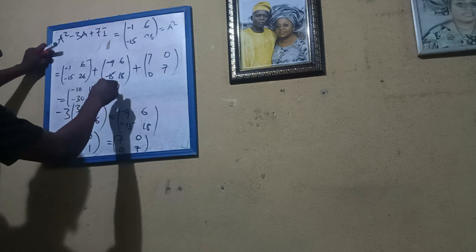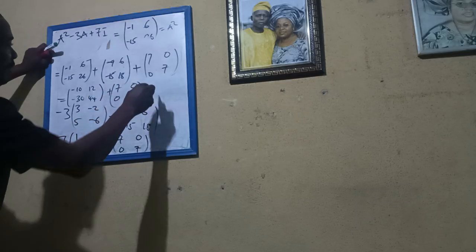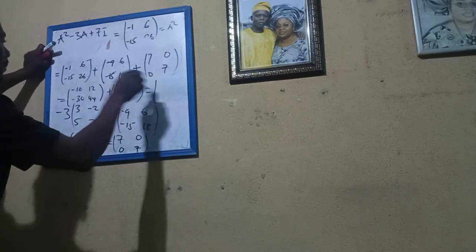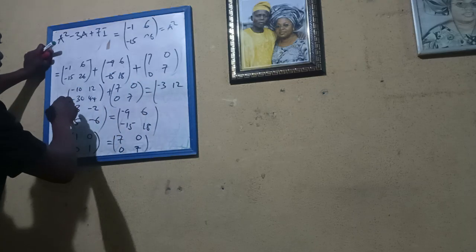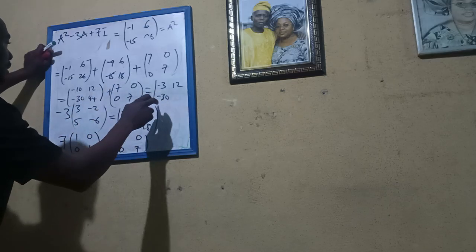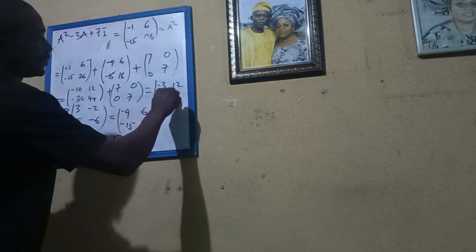If I now add it to 7, 0, 0, 7, then what do I have finally? So finally, I will have minus 3, 12, minus 30, and 44 plus 7, that is 51. So this is what I'm going to have. Finally, I'm going to have minus 3, 12, minus 30, and 51.